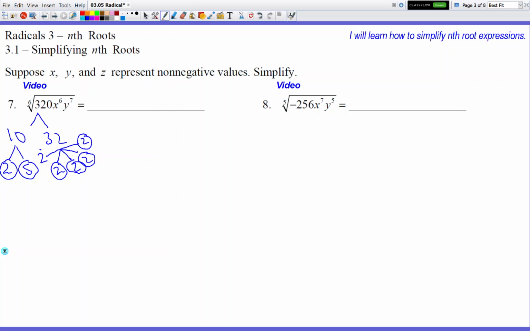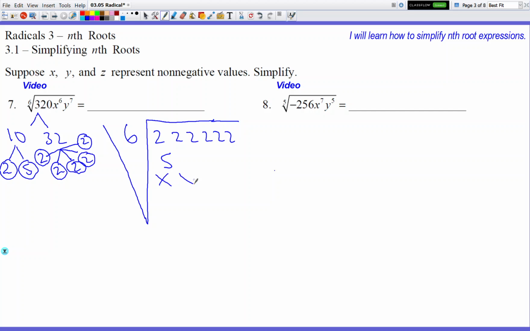Okay, all right, so let's make my big radical symbol. Let's put my 6 inside that little space. And let's see, how many 2's? 1, 2, 3, 4, 6 2's. And 1 5. 6 x's. And 7 y's. Wow.